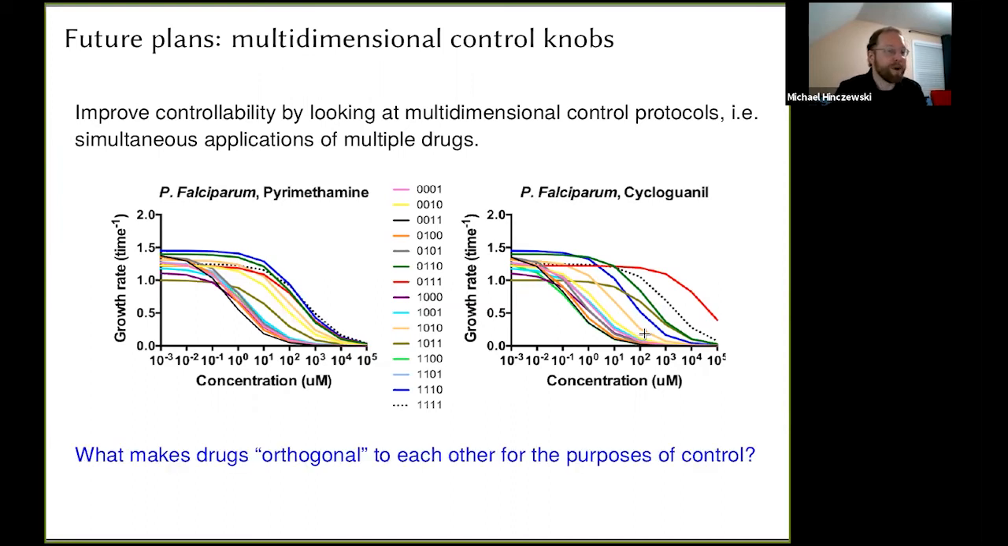And this kind of leads to an interesting question of what does it mean for drugs to be orthogonal, right? So, if two drugs do the same thing, they're not really useful to put both of them as control knobs. But if they do something very different, it is, but how do we measure that difference? So that's another thing that we're exploring, in terms of controllability for these systems.